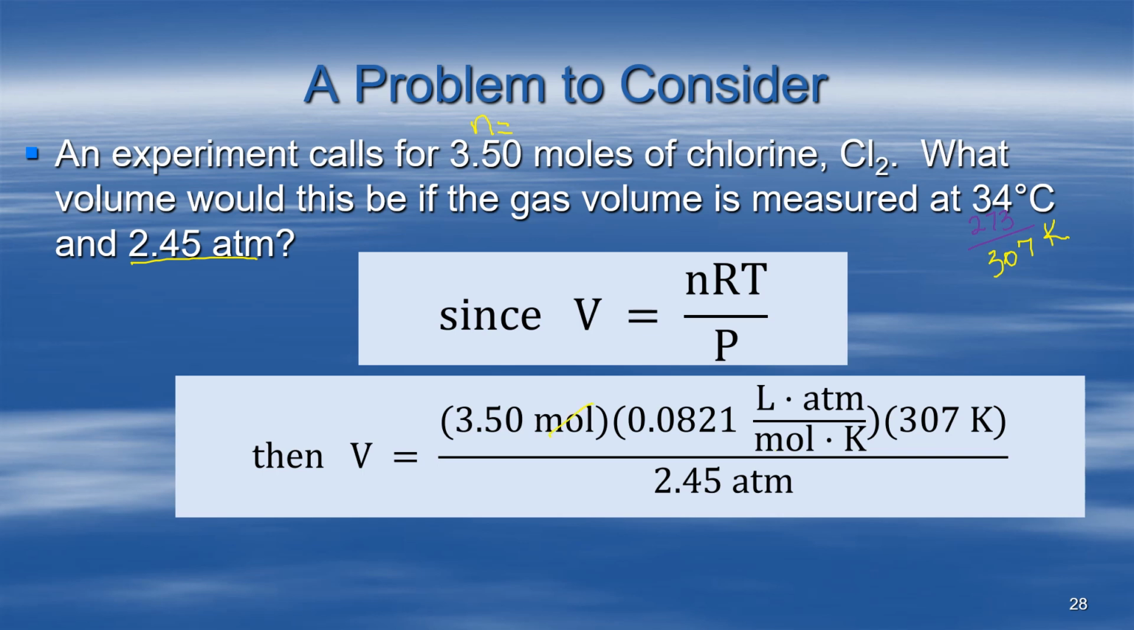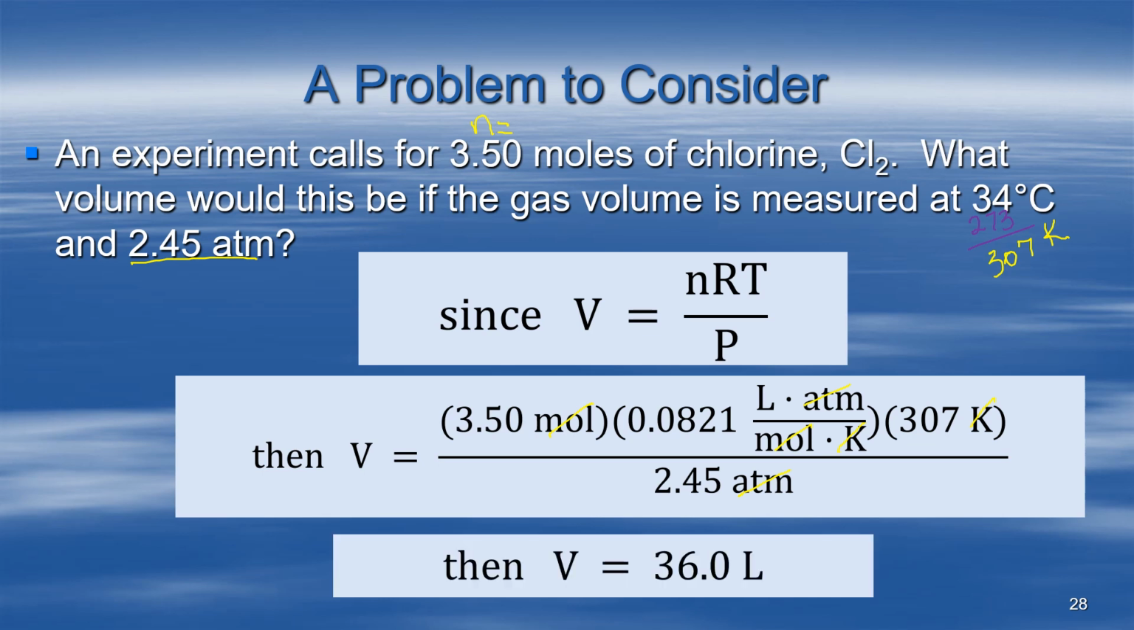moles will cancel. Atmospheres, you've got one in the numerator, one in the denominator. Now Kelvin here is in the denominator and the numerator. So everything cancels out except for liters, which is then my answer. So volume is 36 liters. So I would need to measure out 36 liters, and if it were at 34 degrees Celsius and 2.45 atmospheres, I would have exactly 3.5 moles. So that's a very simple problem there.